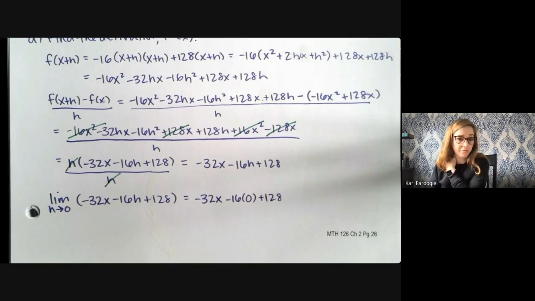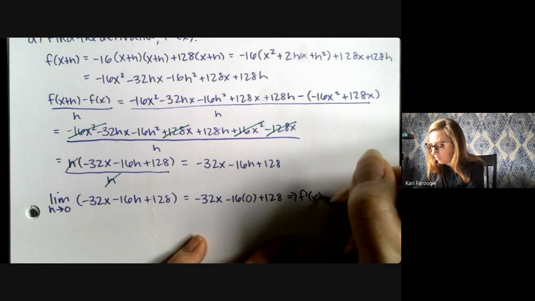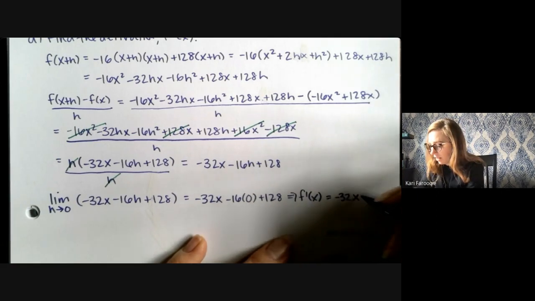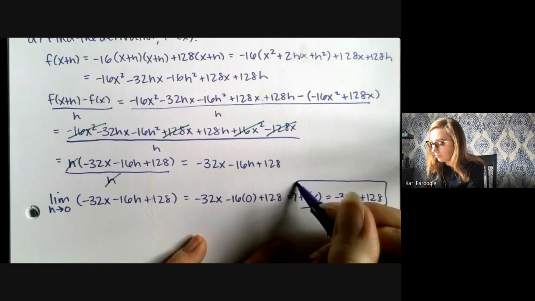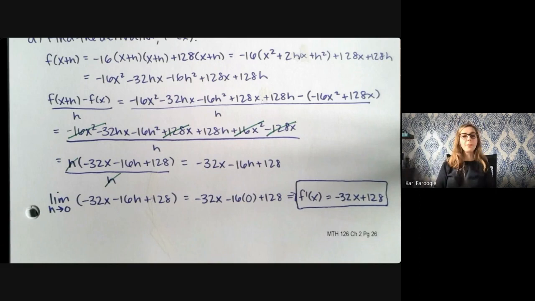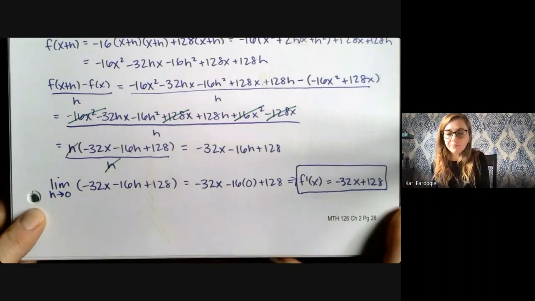So just using direct substitution to evaluate this limit gives us a derivative f prime of x as negative 32x plus 128. That's your f prime. Now, in section 3.1, we're going to talk about ways that are way faster to find this derivative. So if you're freaking out right now, yes, you technically have to know how to do this for your chapter 2 exam, but we will eventually come to ways of finding derivatives that are a little bit faster for a function like this.